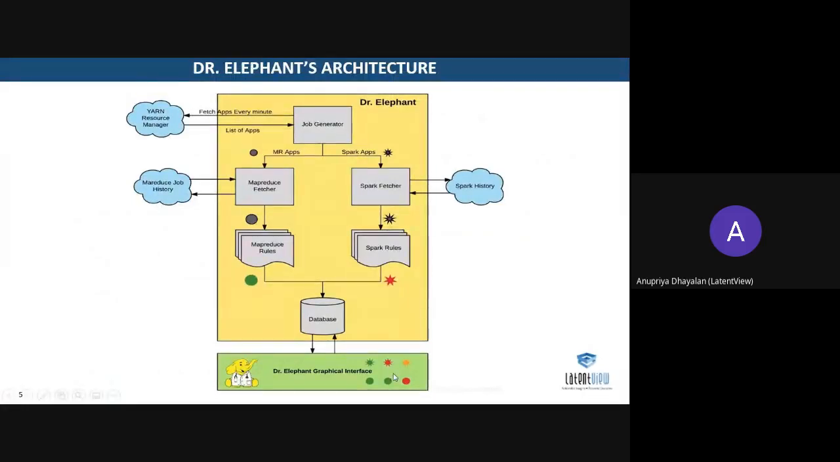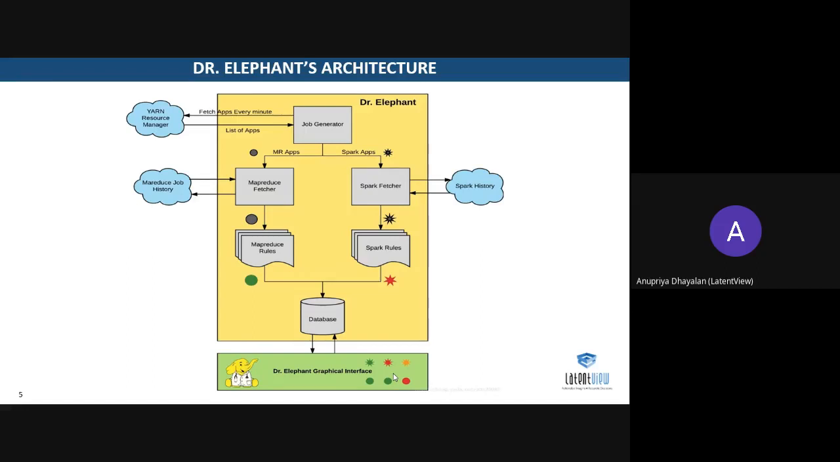So here is the high-level architecture of Dr. Elephant. At the top, you can see a job generator. What it does is fetch the applications from the YARN resource manager periodically, at a certain interval of time. Say, every minute, it fetches the information from the YARN resource manager.